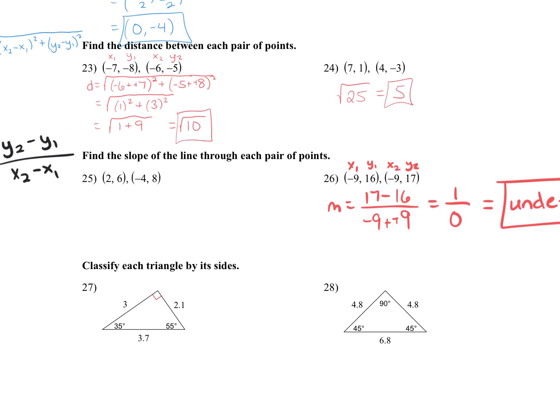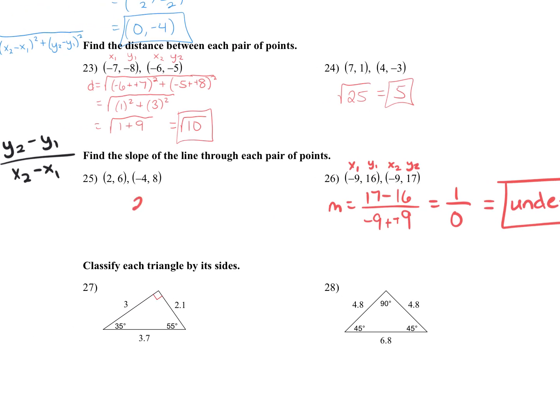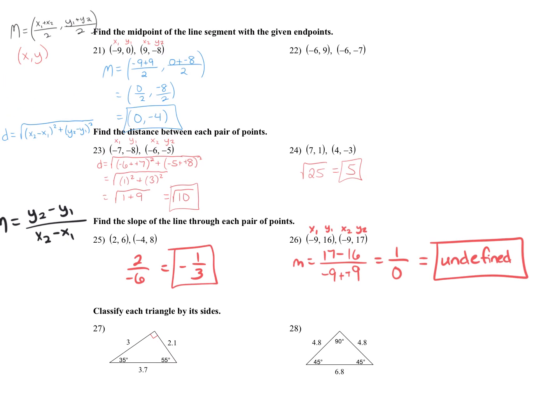Okay. Real quick, on number 25, you ended up getting 2 over negative 6. Can I leave it like that? No. What should it be? Negative 1/3. Yep, simplify this to negative 1/3. Okay, so always simplify when you can with all three of these, the midpoint, distance, and the slope. Always simplify when you can.